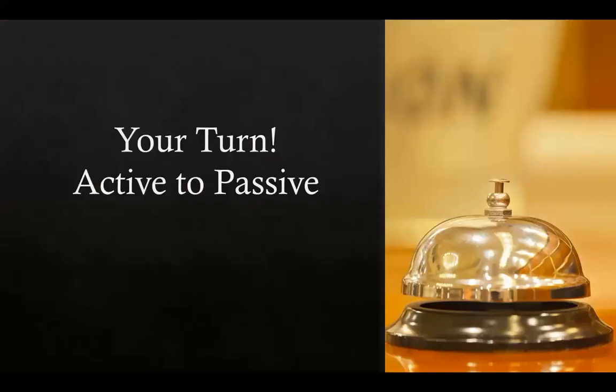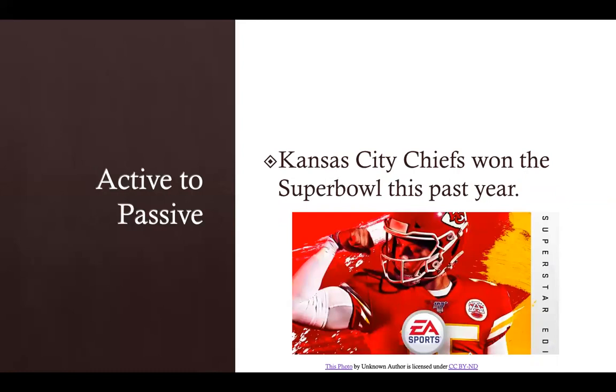So we're going to change from active to passive because, again, I don't want you to think that passive voice is bad. Okay, Kansas City Chiefs won the Super Bowl this past year. So think about it. I know that we've been doing passive to active, so turn that switch on, active to passive. So the answer would be the Super Bowl was won by the Kansas City Chiefs. Again, you can get rid of the words past year. Edit it down. There's nothing wrong with it. You still get the point across.